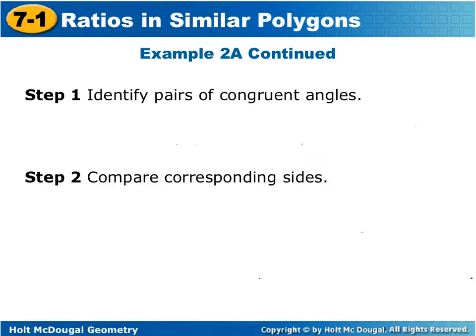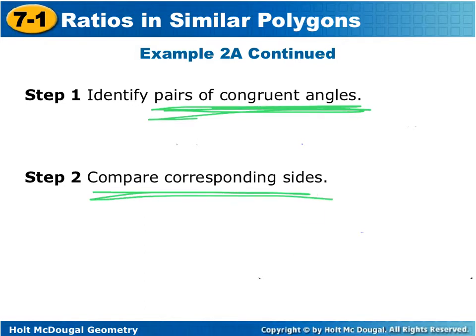Explain the ratio. Okay, so step 1 is to identify the pairs of congruent angles, and step 2 is to compare the corresponding sides. So these are the 2 steps that we need to follow.